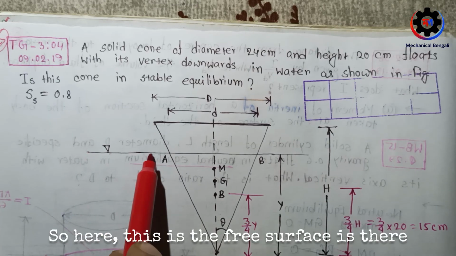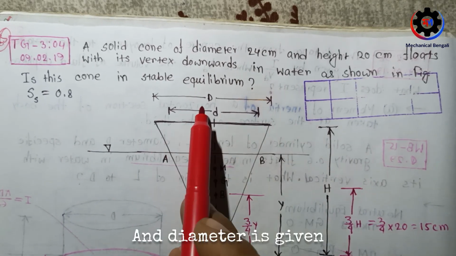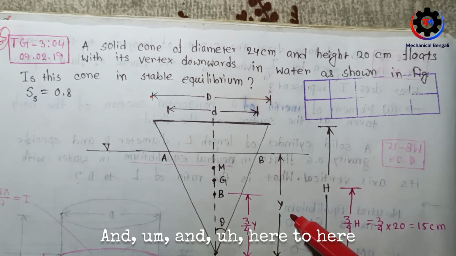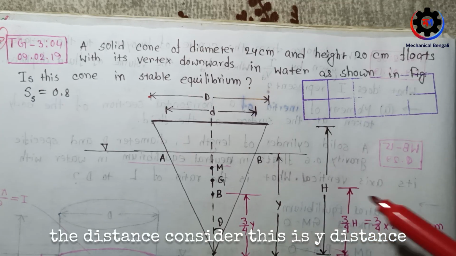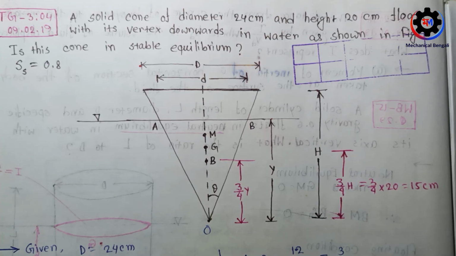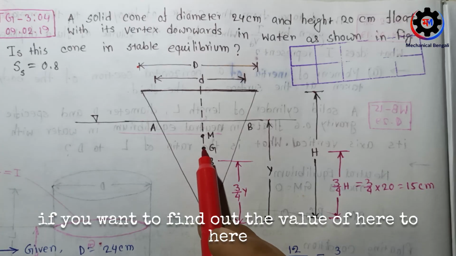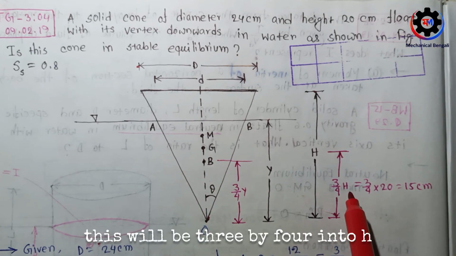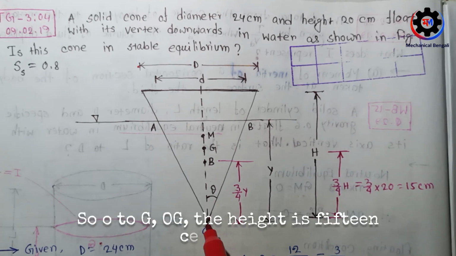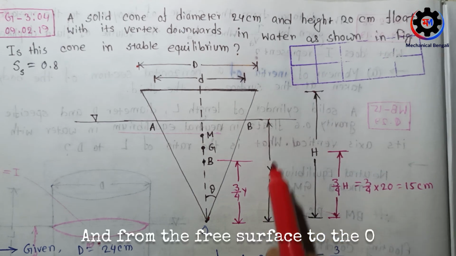Here the free surface is there, and this is the solid cone. The diameter D is given as 24 centimeter, and from here to here, consider this the y distance, and this is the height of the cone. Now if you want to find the value from here to here, this will be 3 by 4 into h, that is 3 by 4 into 20, so 15 centimeter. So OG, the height, is 15 centimeter.